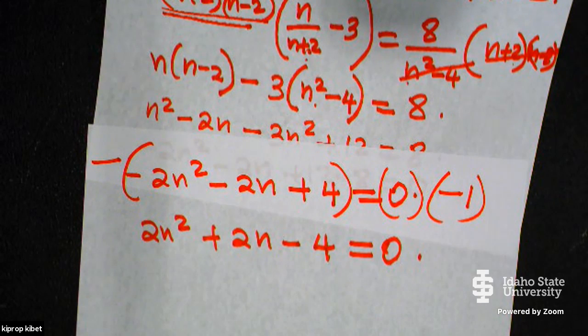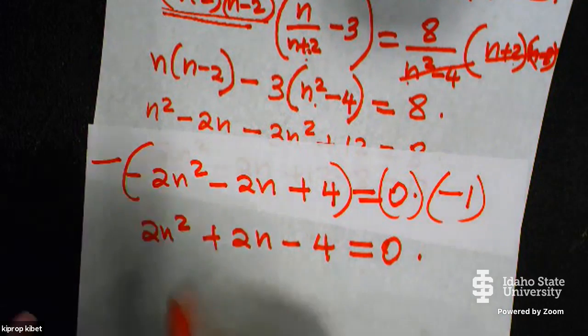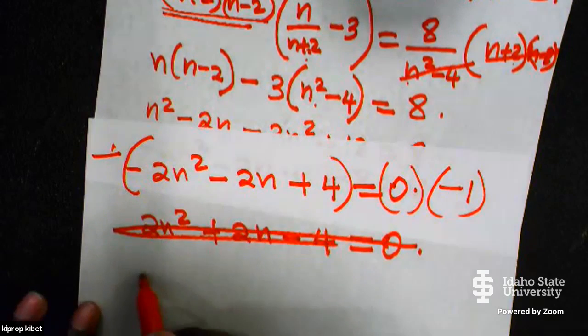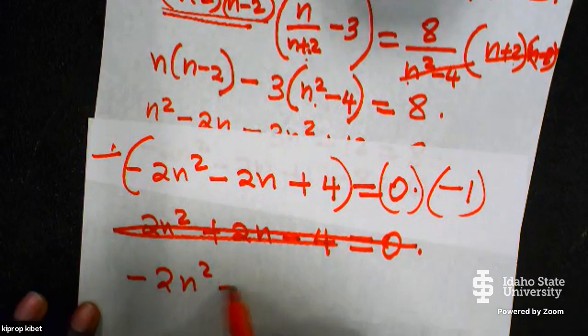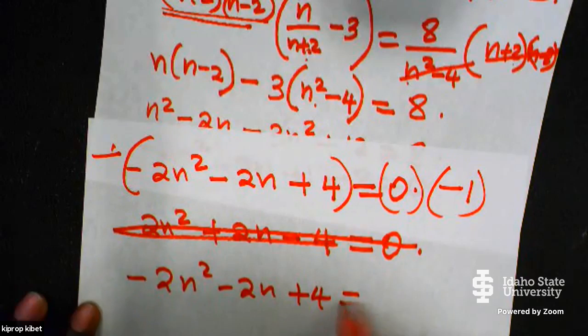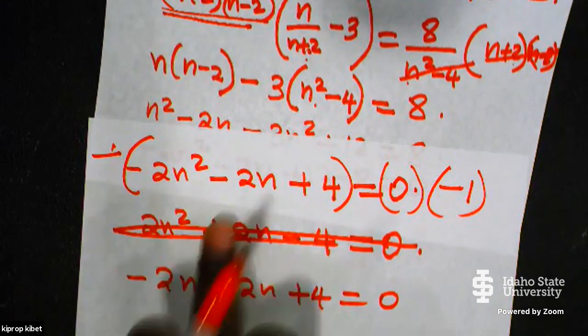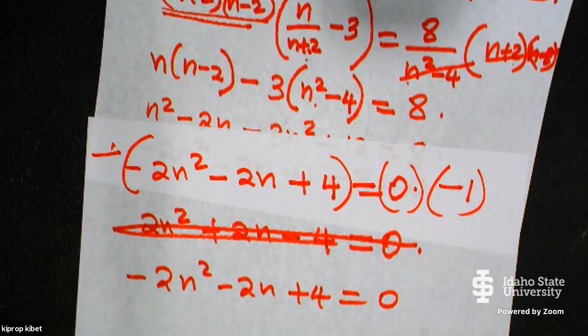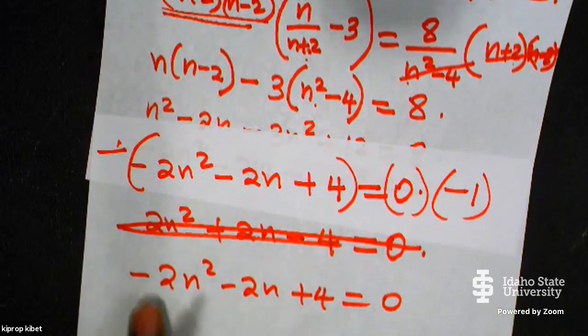It has no effect. Okay, let's just forget about it. So we can just leave it like that, so you get 2n square minus 2n plus 4 equals to 0. It is still similar to this, okay? But I don't want to confuse you. So you can just leave it like that. Now, again, what is our greatest common factor?